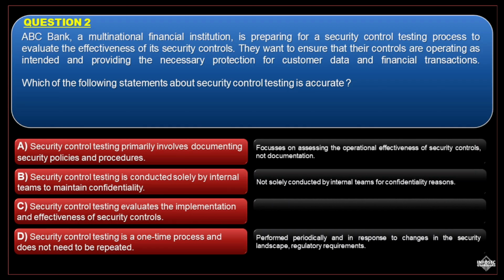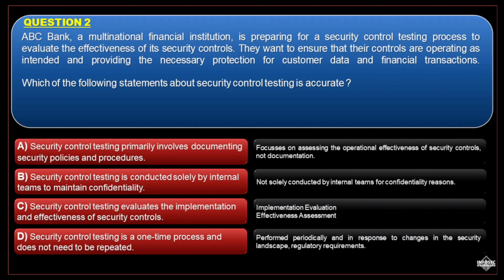Option C talks about implementation and effectiveness. Let us understand each of these aspects one by one. Implementation evaluation in security control testing involves assessing whether security controls have been correctly implemented according to design specifications and security policies. This ensures that controls are in place and functioning as intended. Effectiveness assessment goes beyond implementation, where security control testing measures the effectiveness of controls in mitigating risks and protecting assets. It seeks to determine if controls are capable of achieving their intended security objectives.